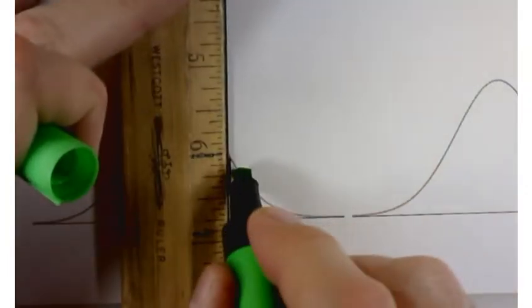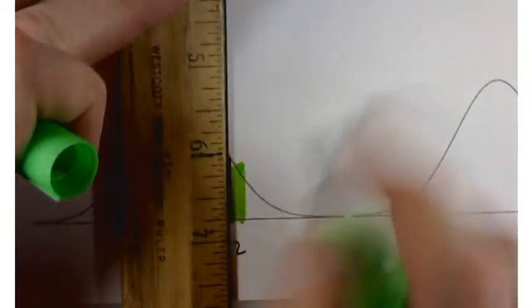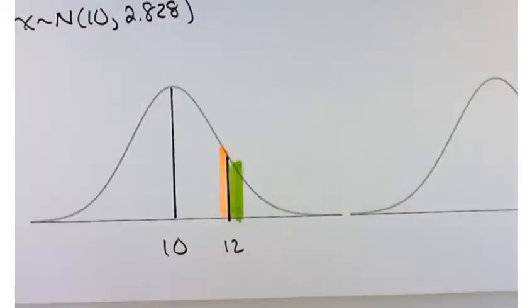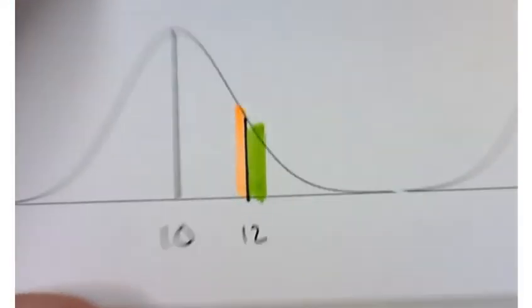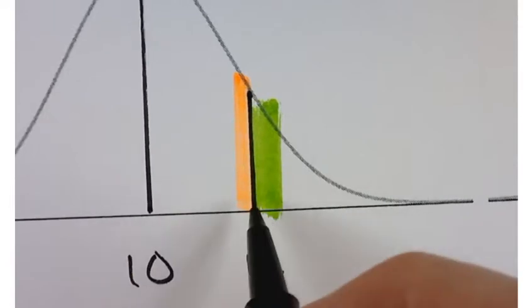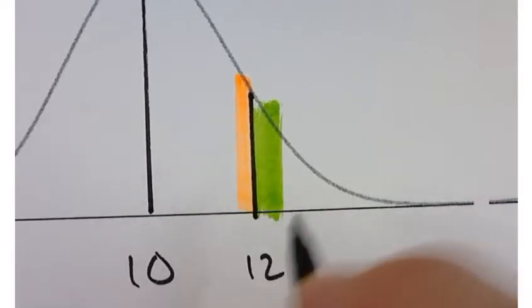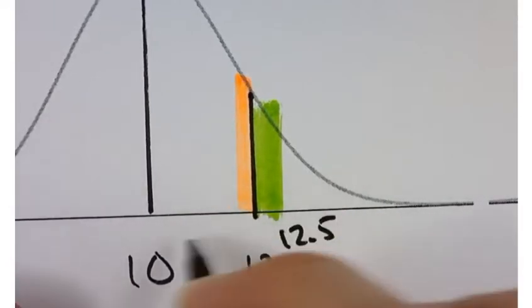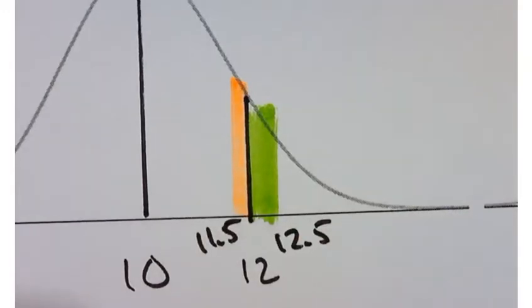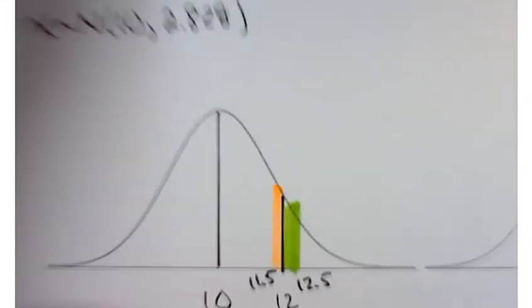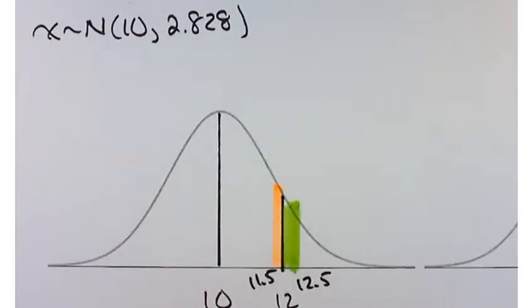So both of these get bigger by 1/2. It's amazing. Even though this one looks twice as thick as the other one, they're both 1/2. So that's 12.5 and that's 11.5. So that's the area we need to look up underneath this particular normal curve.